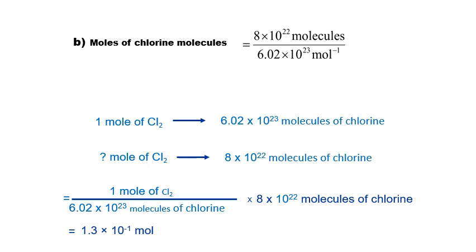Okay, now let's count the number of moles of chlorine molecules. Insert the value given from the question. Number of molecules divided by Avogadro constant. So the answer is 1.3 times 10 to the power of -1 mole of chlorine molecules. Or you can use the alternative way as shown.